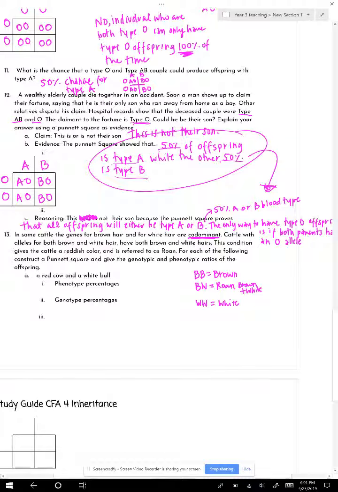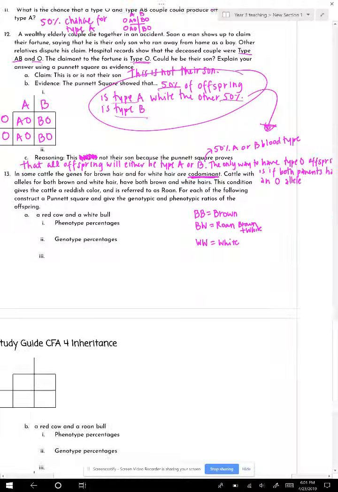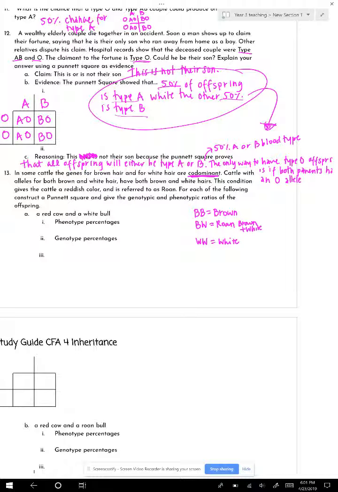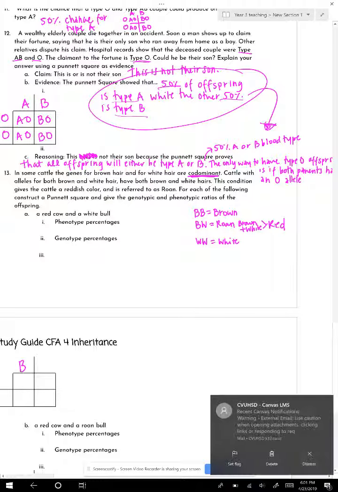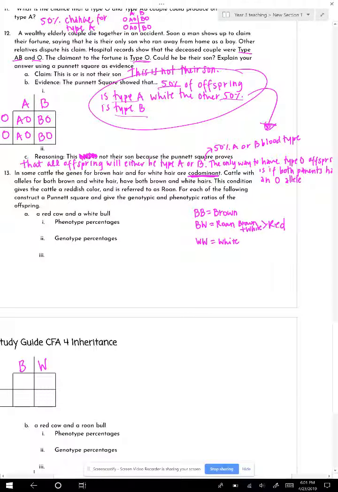So now I have a red bull and a white bull. So I'm going to cross a red... oh, shoot. This is red cattle, brown and white. Yeah, this is red. Okay, so I have my red cow, my bad, red cow, not red bull. And then I have my white bull. So red cow, white bull. So I cross those.